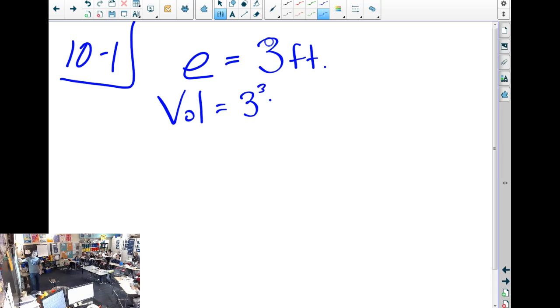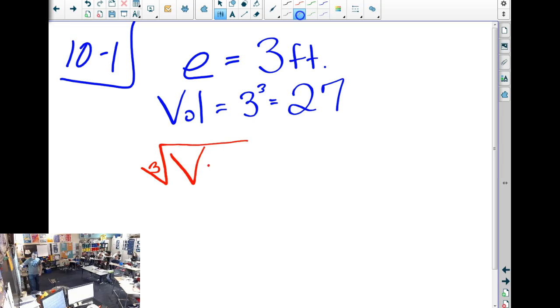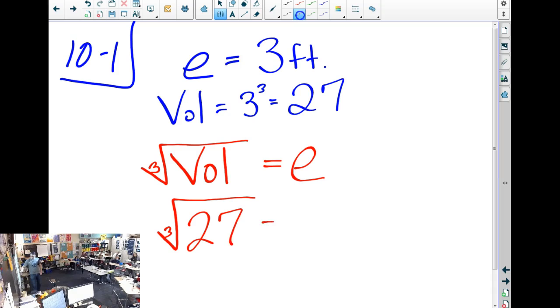3 cubed is 27. So the cube root of the volume tells you the edge length. The cube root of 27 asks you what number, when we multiply it times itself three times, equals the starting number.